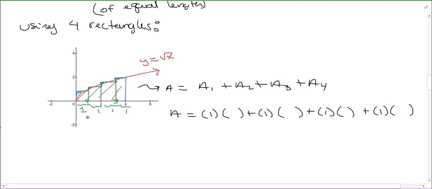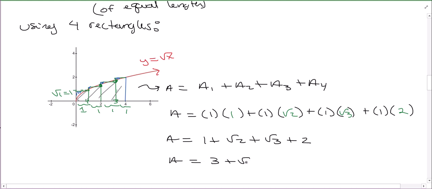The height for the first rectangle, when x is 1, is the square root of 1, which is 1. For 2, the height is given when x is 2, right? That's what I'm using as my height there. So that will be the square root of 2. For 3, the height is the square root of 3. And then for the fourth rectangle, the height is given by the square root of 4, which is 2. And so when we compute this out, we're going to have 1 plus root 2 plus root 3 plus 2. So the area will be 3 plus root 2 plus root 3.